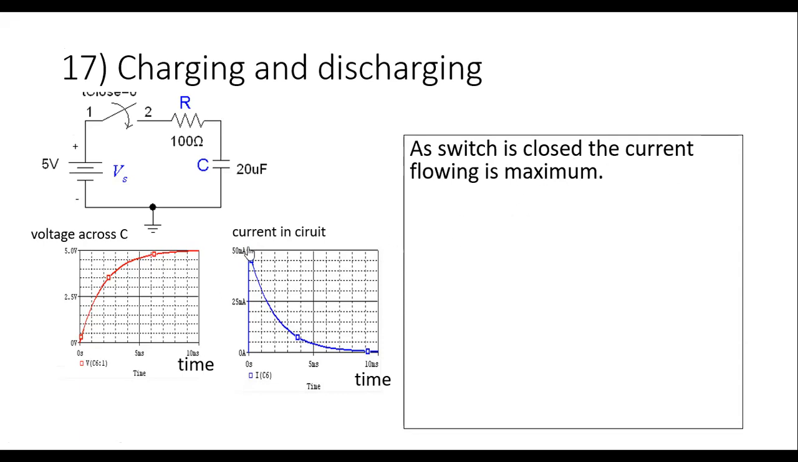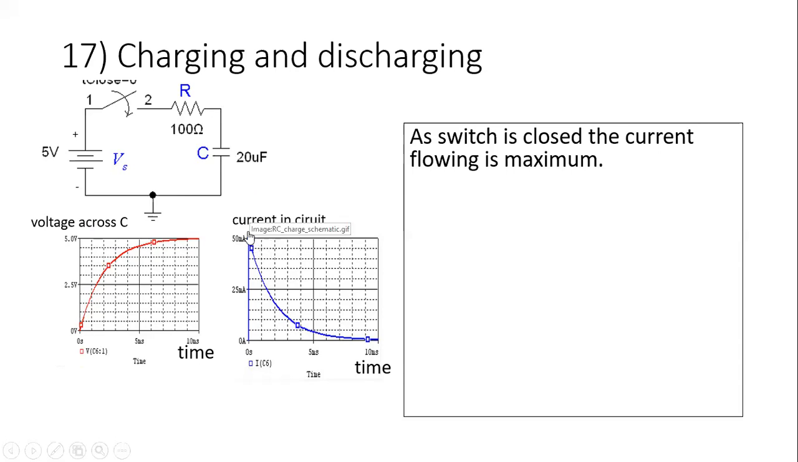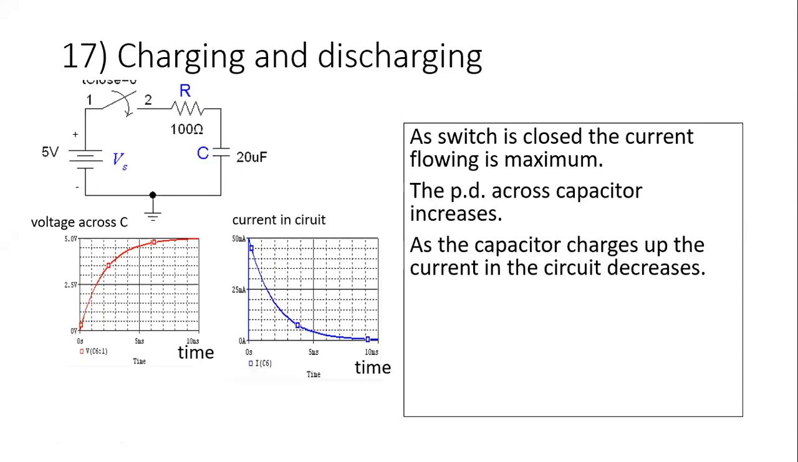Remember, when the switch is closed, the current is going to be large. There's nothing here, so the current is going to be large. And then as the capacitor charges up, the current becomes smaller. If you look at the voltage across the capacitor, the voltage starts to increase because there's more and more charge there. The PD across the capacitor increases, the current decreases, and the voltage across the capacitor increases to that of the battery.